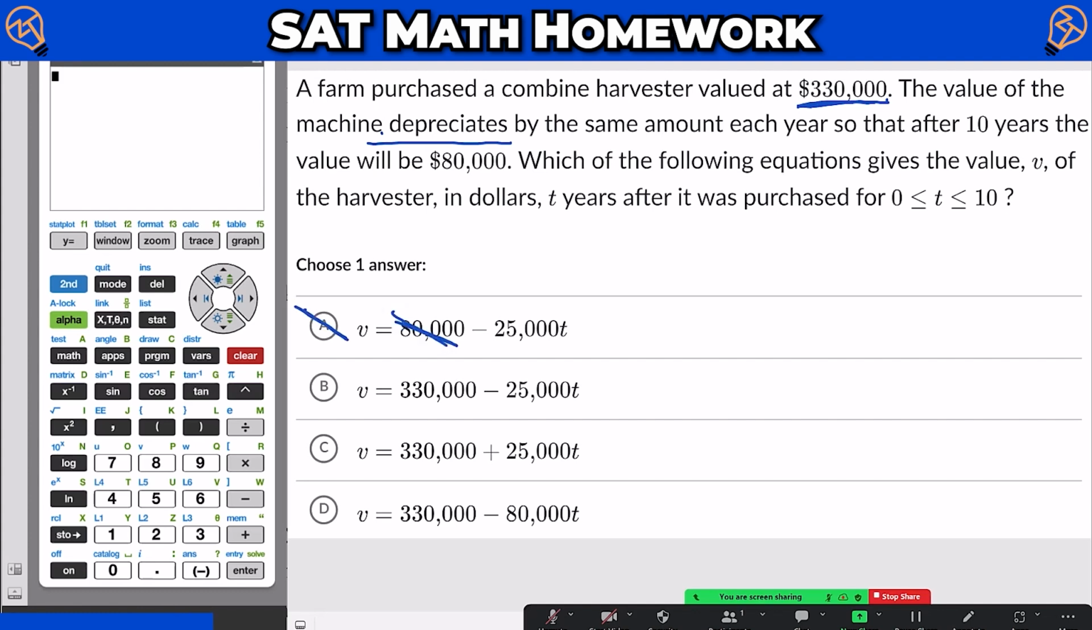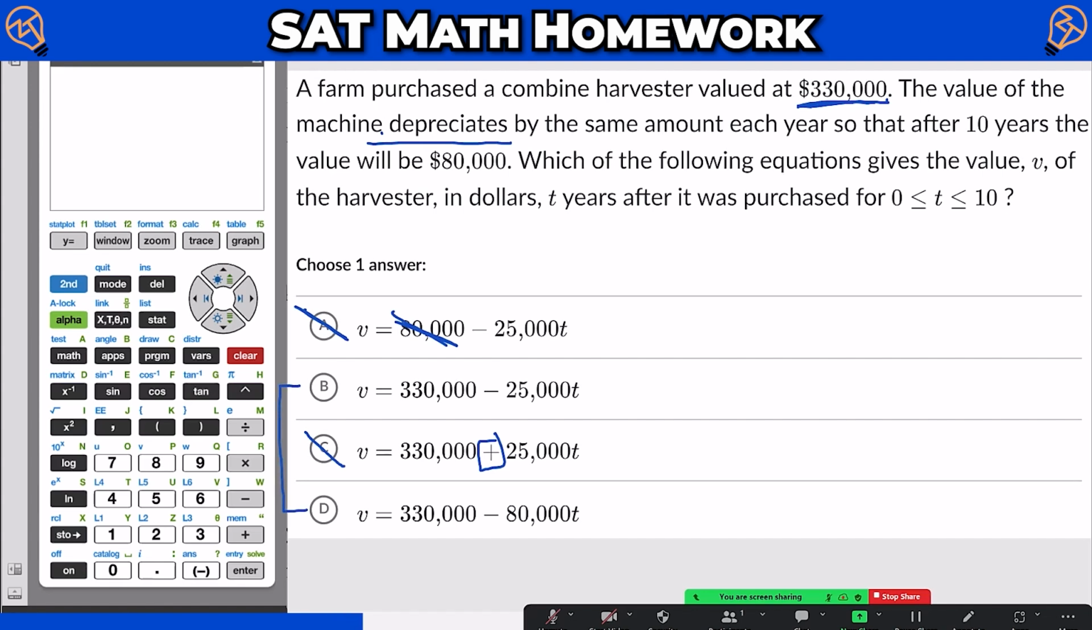And since the machine depreciates, that means it decreases in value, versus appreciates means increases in value. So I know that the slope should be negative. So I could also eliminate option C because it has a positive slope. So now we're down to B and D, so we're pretty quickly able to get a 50-50 chance for ourselves.